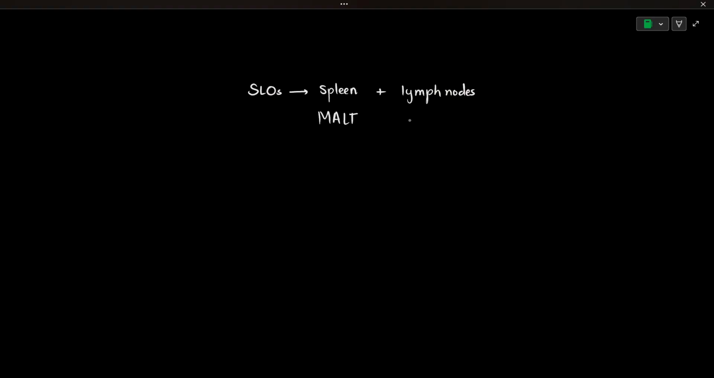All of those three are referred to as secondary lymphoid organs because they share some specific features. Obviously, all of them are important for initiation of immune responses, but other than that, all of them have separate zones for B cells and T cells. Okay, so this is the feature that belongs to the secondary lymphoid organs: they have separate zones for B cells and T cells.